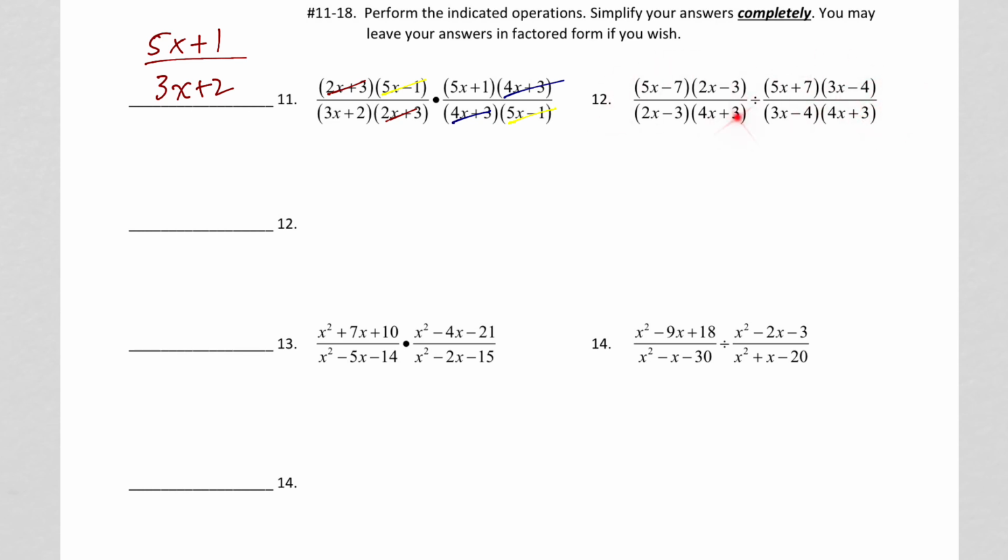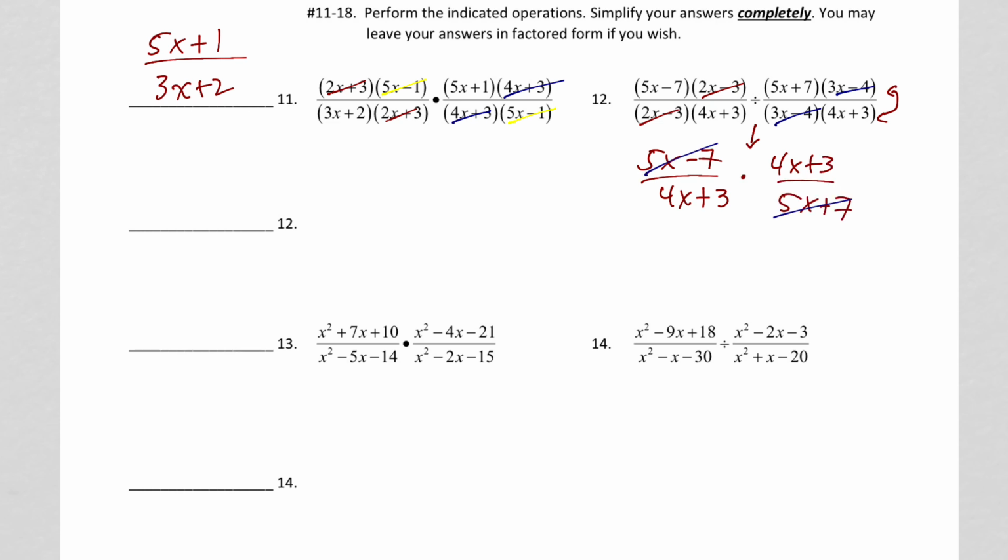But within each fraction, I'm going to cancel this with this, and I'm going to cancel this with this. And then actually, because of this division, you can cancel across the tops or across the bottoms. So, if you didn't know that, you would just write down 5x minus 7 over 4x plus 3. Change this to a multiplication by flipping this upside down, and then you'll have 4x plus 3 over 5x plus 7.